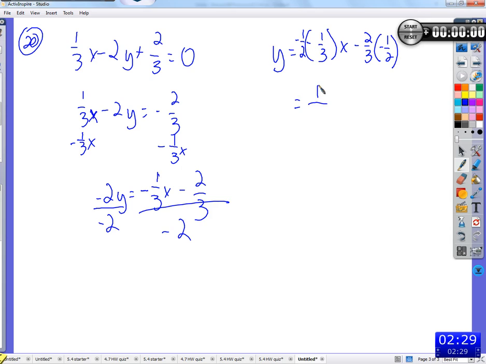1 times 1 is 1. 2 times 3 is 6. Okay, we got a positive here. 2 over 6. Well, these could cancel. We could do 1/3. Now it's in slope-intercept form, y equals mx plus b.